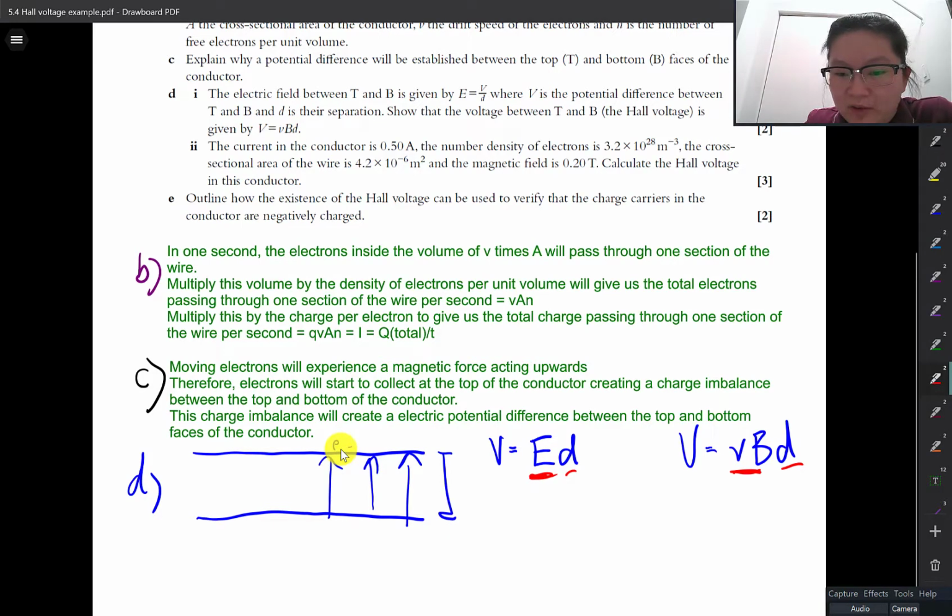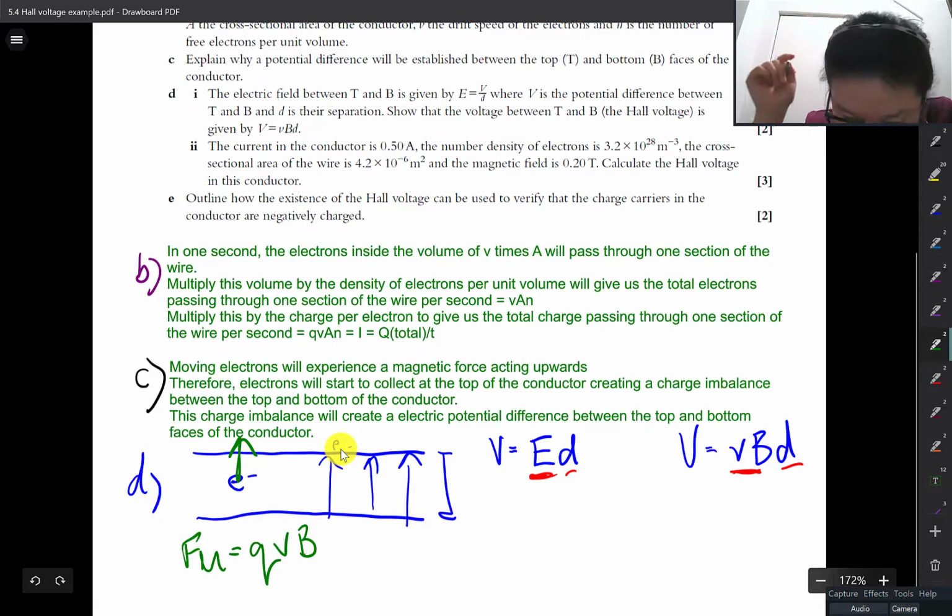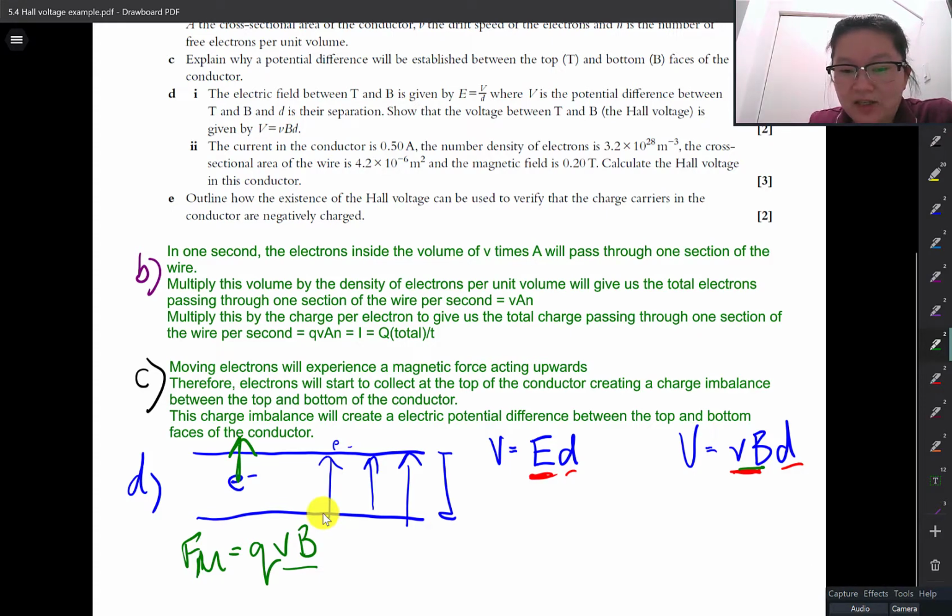So the first thing you might think about is, we know this electron will experience a magnetic force upwards. And we know magnetic force is equivalent to qvB. q is the charge, v is the drift velocity in this scenario, B is the magnetic field. So this here, vB, kind of looks like vB here. So somehow this F_M, this magnetic force, is involved, and somehow it has to do with the electric field. That's your first hint.